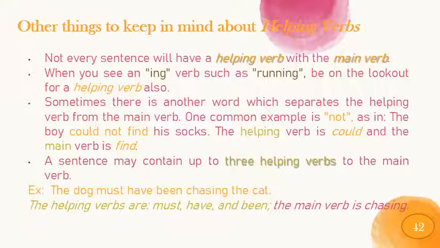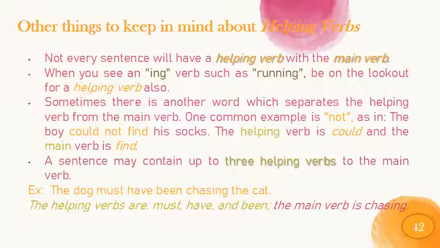The boy could not find his socks. Okay, let's talk about the main verb first. Ask yourself, what is the boy doing? He could not find. Find is the main verb. Before the main verb find, we have could and not. Could here is the helping verb, but not is nothing. We do not call it a helping verb. So the helping verb here is only could, and the main verb is find.